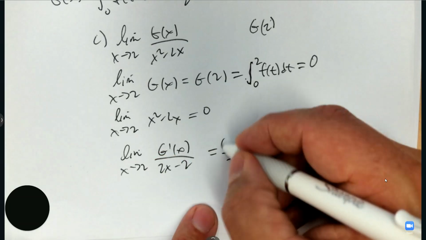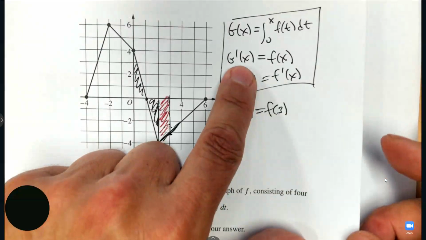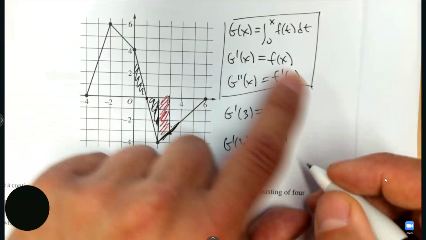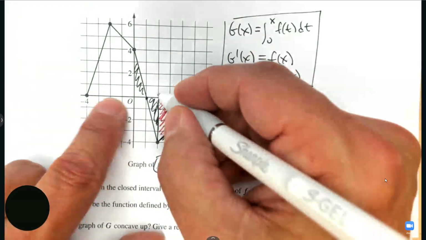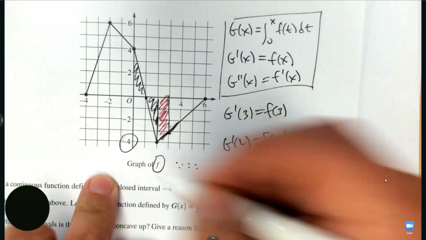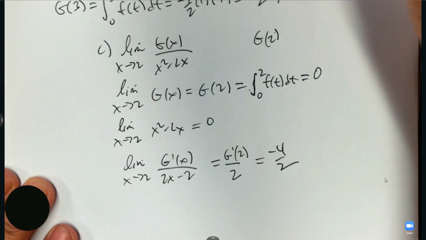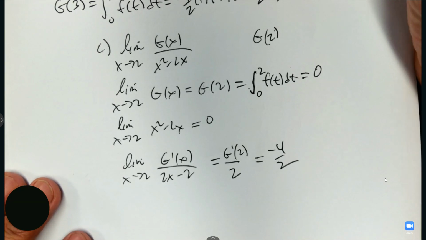Now, what's the derivative at 2? What does that mean? So again, this is my key. The derivative at 2 means the same as f at 2. They mean the same thing. So the function at 2, what's the answer at 2? And the answer is -4. And that's it. I don't have to write anything further. All right, you got one more question and we're done.